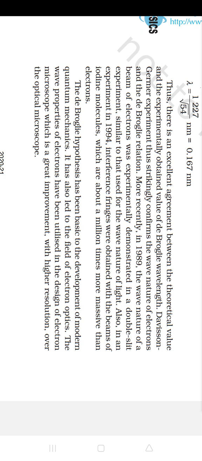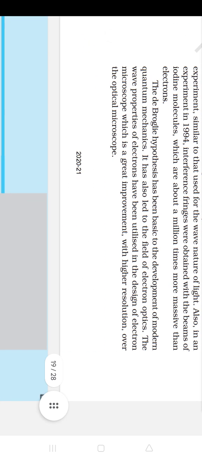The de Broglie hypothesis has been basic to the development of modern quantum mechanics. It has also led to the field of electron optics. The wave properties of electrons have been utilized in the design of the electron microscope, which is a great improvement with high resolution over the optical microscope.